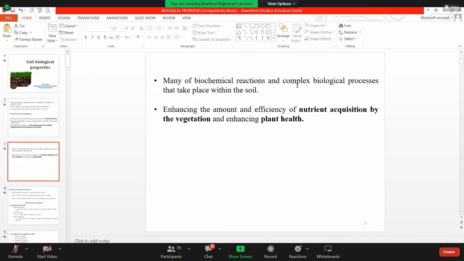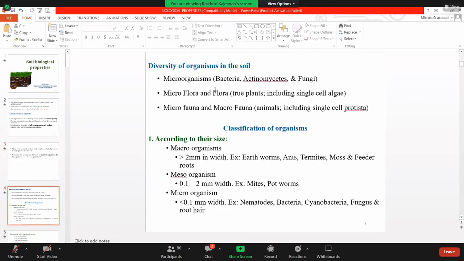many biochemical reactions and complex biological processes take place within the soil, enhancing the amount and efficiency of nutrient uptake by vegetation and enhancing plant health. Okay, so these are the diversity of organisms in the soil. Microorganisms, actinomycetes, bacteria, fungi are examples. Then we can classify the flora into micro as well as macro, and we can classify the fauna into micro as well as macro.